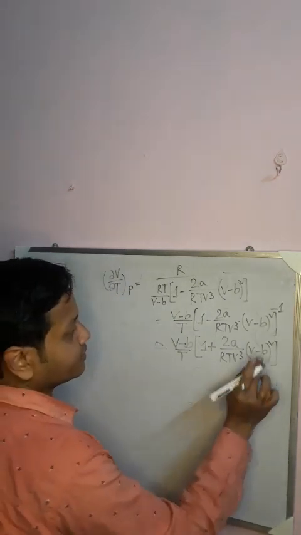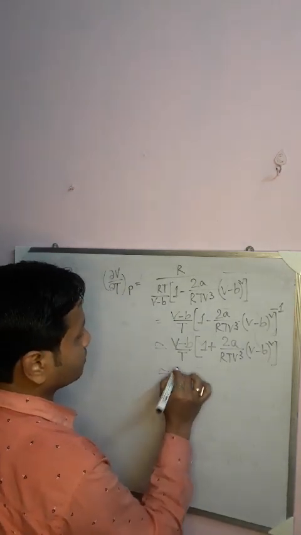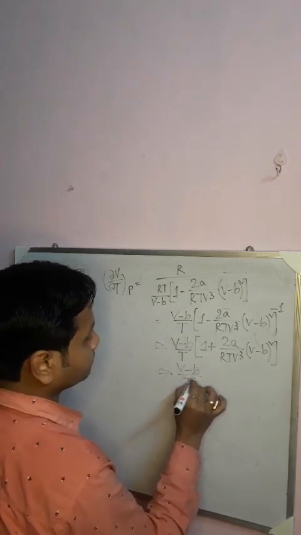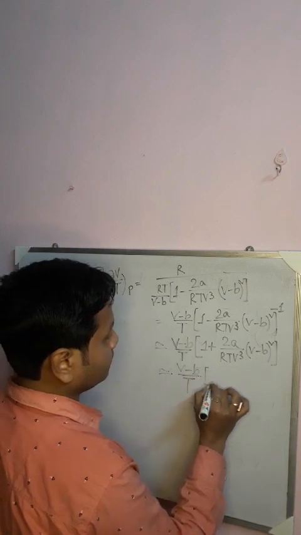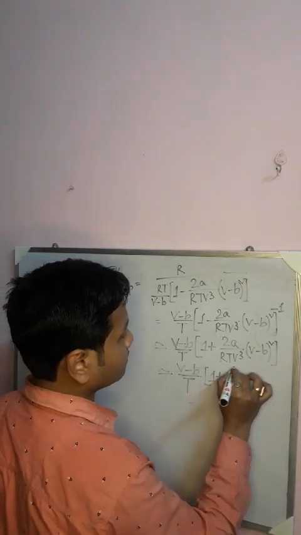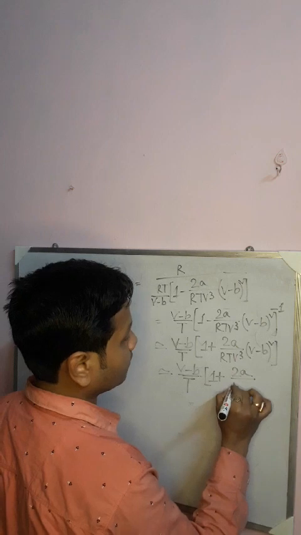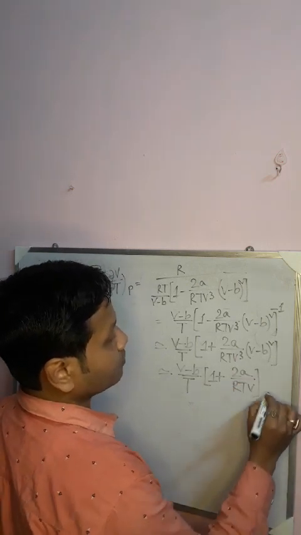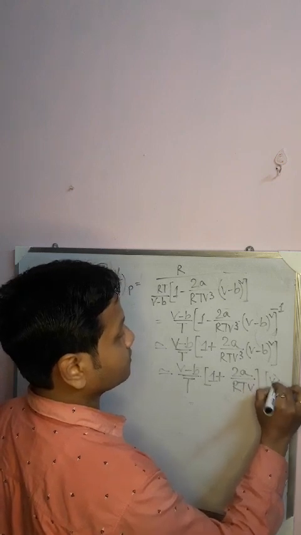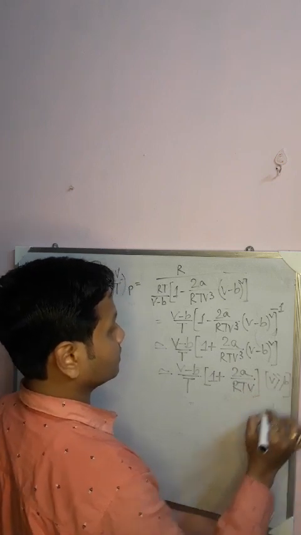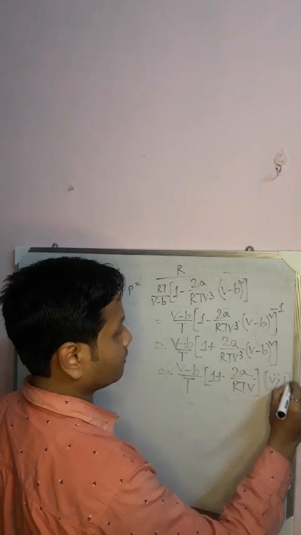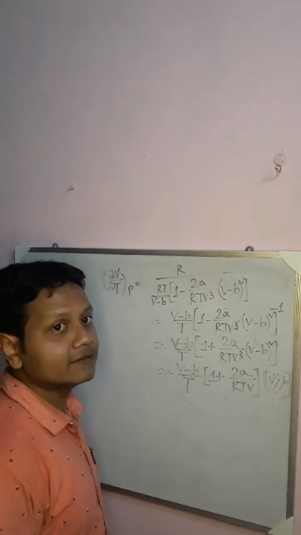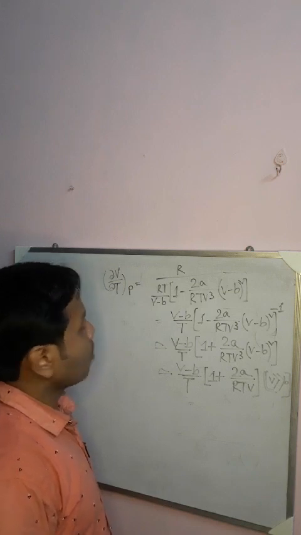Now we can neglect the B square term with respect to V. So we get V minus B by T into 1 plus 2A by RTV. Here we use the approximation that V is very much greater than B. So this is the value of del V del T at constant pressure for 1 mole of real gas.